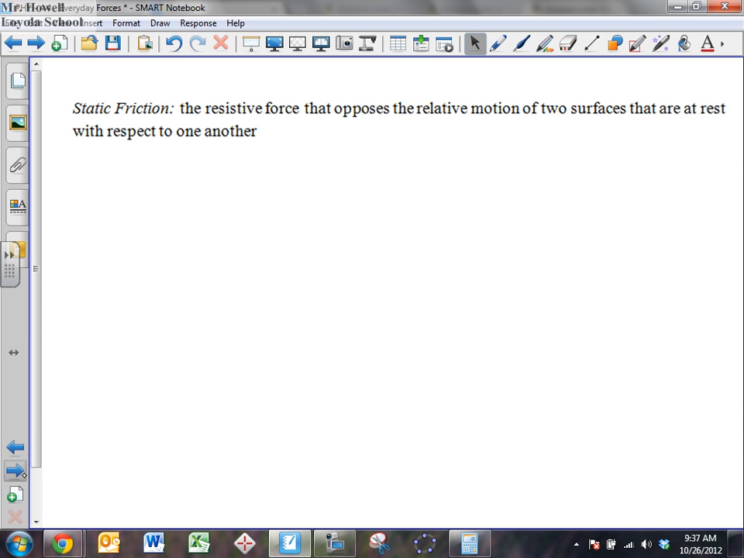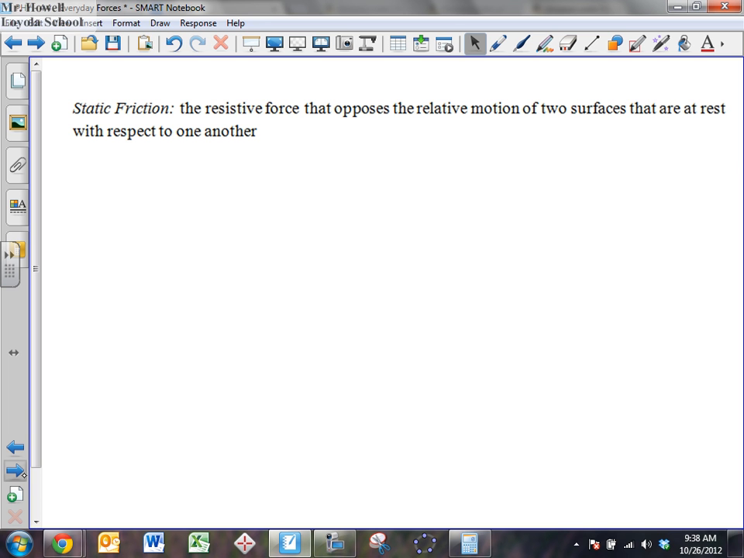So again, if you want to define static friction, it's the resistive force that opposes the relative motion of two surfaces that are at rest. So whenever something is not moving and you're trying to get it started moving, it's going to be overcoming the static friction force. If it's already moving, if it's gliding across the room, you are then combating the kinetic friction force.